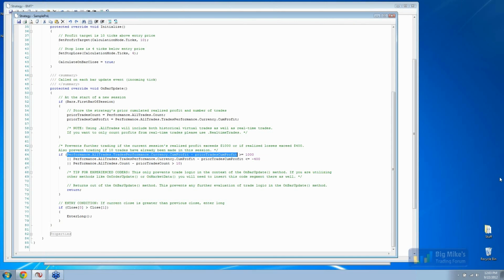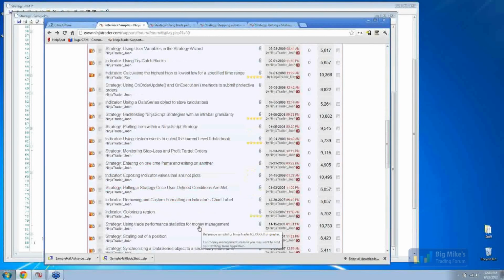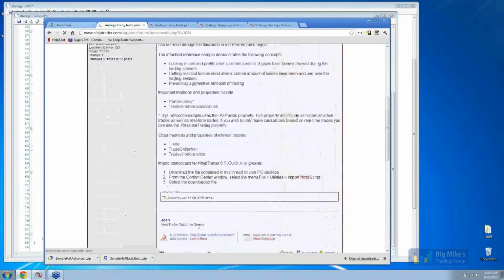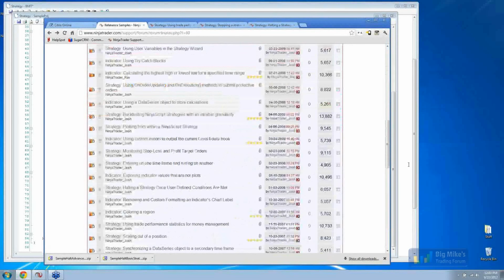So that's how you want to go ahead and do that, Mr. Yu. And that reference sample for you is, let me see here, I believe maybe it's this one here? Yes, it's this one. It's the using trade performance statistics for money management reference sample, Mr. Yu. That's the one that will help you out on your question.